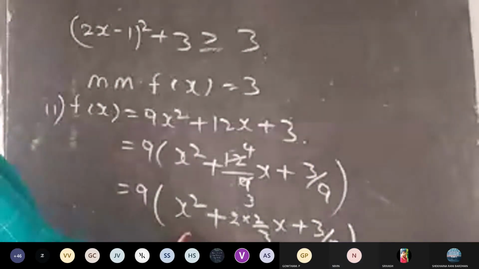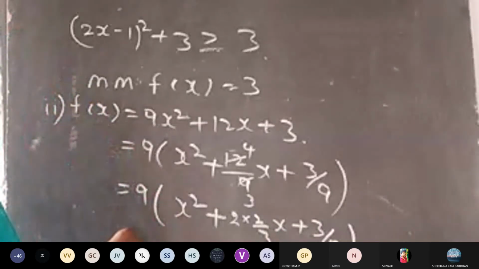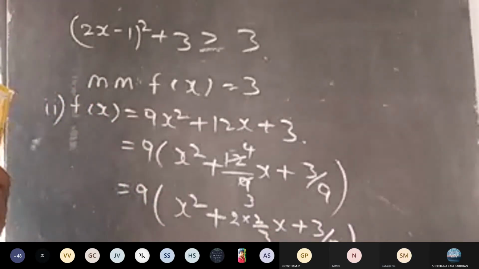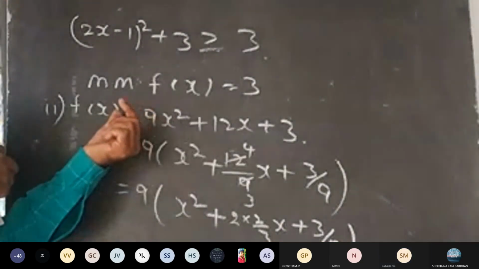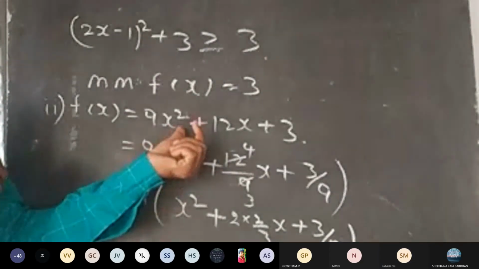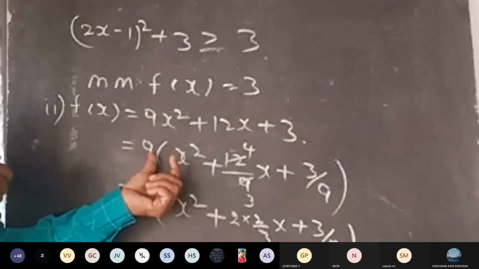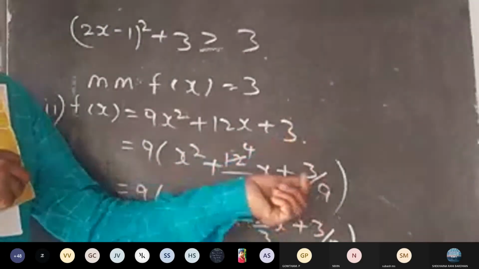So a square plus 2ab. Sir, why are we dividing by 9? Here you are taking common 9 outside of the bracket. So 9 into x square means 9x square plus 12 by 9 x only, no? Plus 3 by 9.